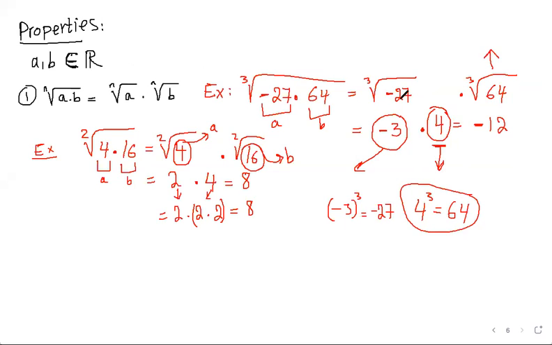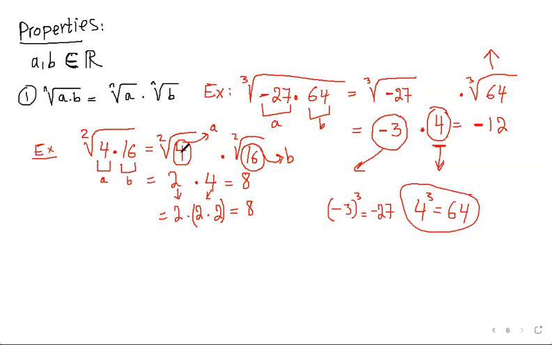I'm looking for a number that, if I multiply it 3 times, gives me minus 27. Same thing here. I'm looking for a number that, if I multiply it 2 times, because the root here is 2, gives me 16. That number is 4.